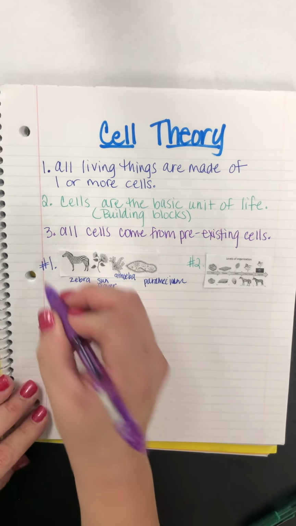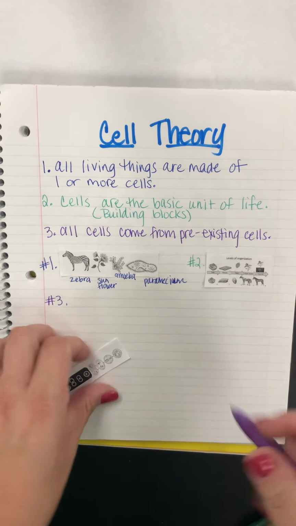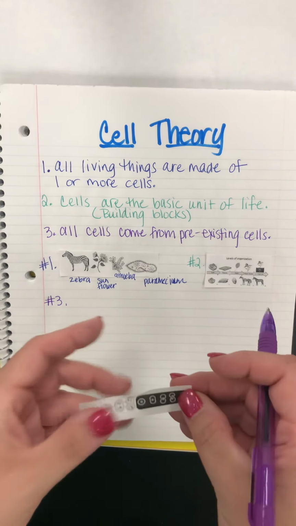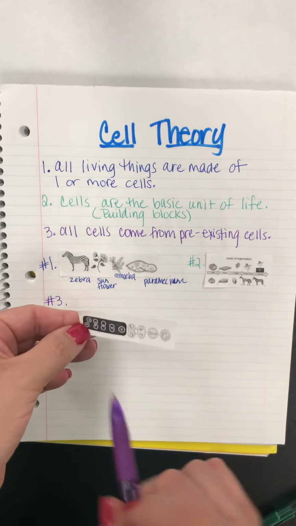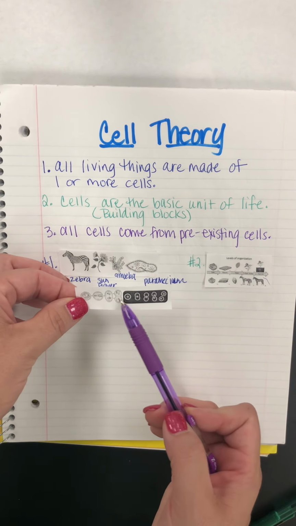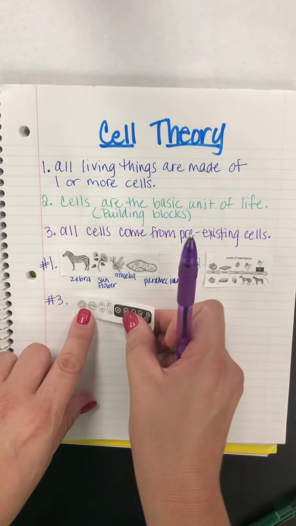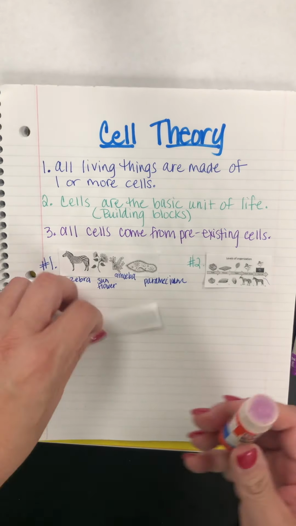And of course, number 3, we have one image left. All cells come from pre-existing cells. So a new cell doesn't just show up out of nowhere. We see in cell division that we have a cell, it splits, it divides, and now we have 2 cells. So now we have a new cell. So all cells come from pre-existing cells.